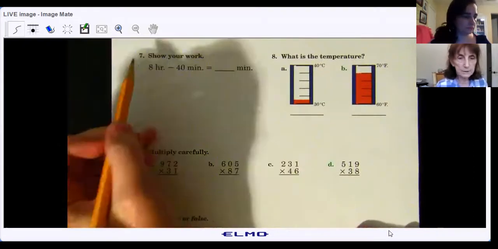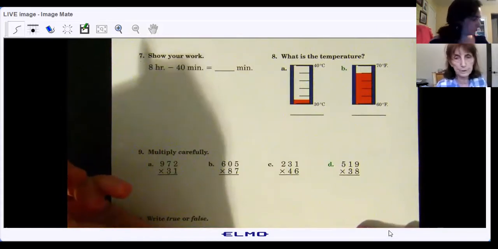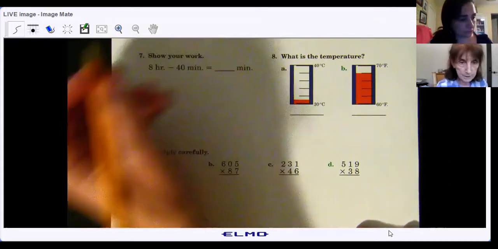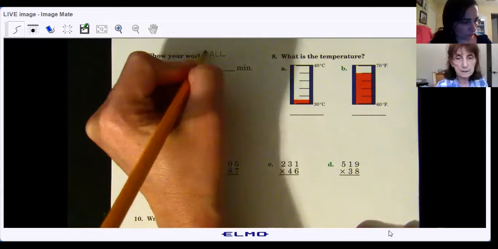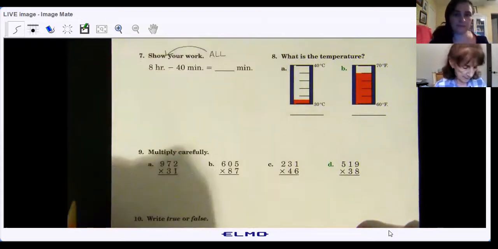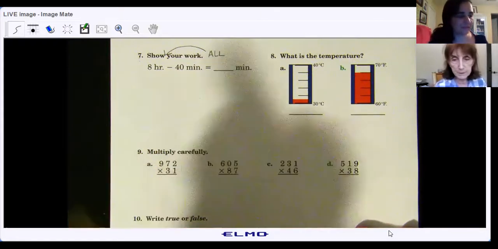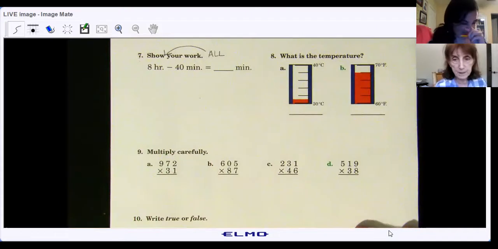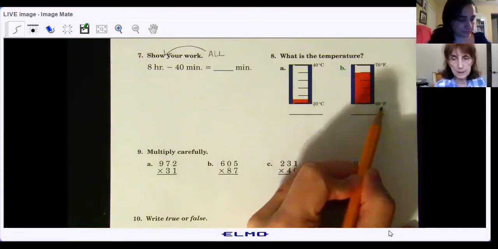All right, number 7. It's a conversion. You have to convert it. Show all your work. You can put all your work down. All right, thermometers, temperatures on number 8. You're starting with Celsius at 30. That means you're going to count by 1. Celsius by 1, Fahrenheit by 2. B, you're starting at 60 and it's Fahrenheit, so you're going to count by 2.